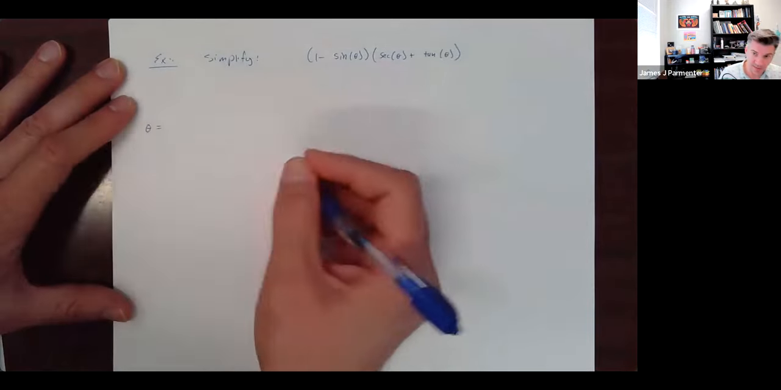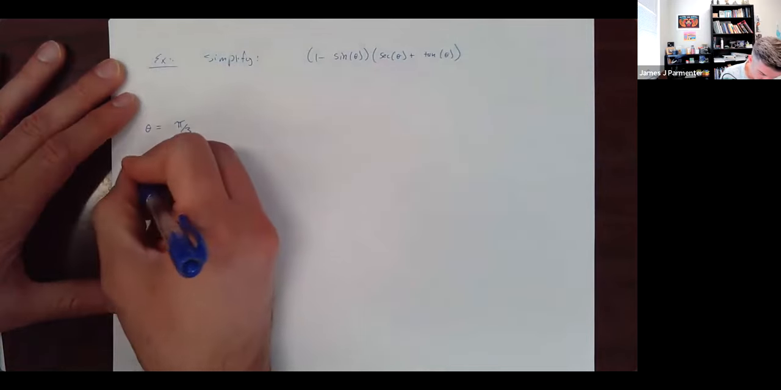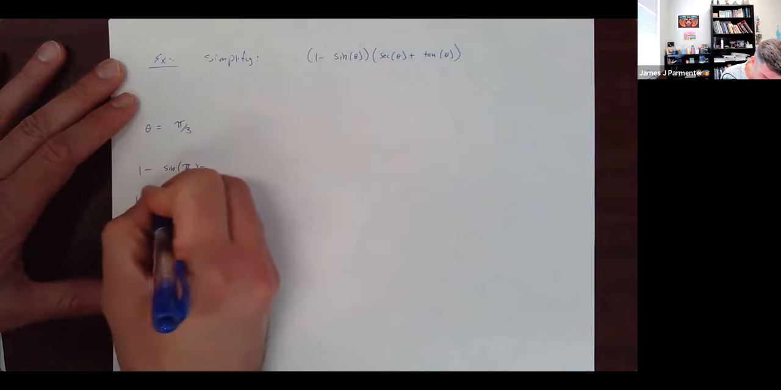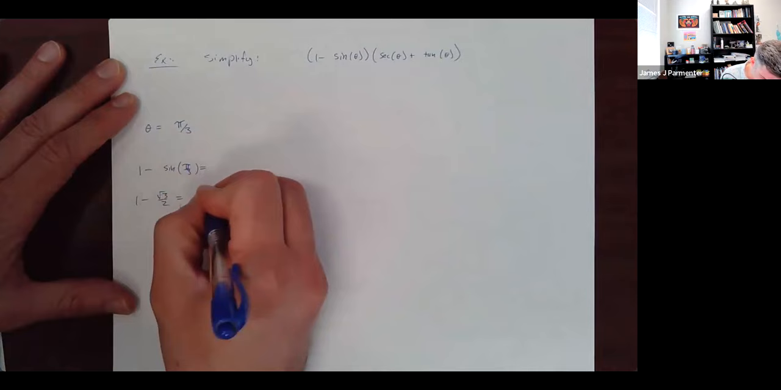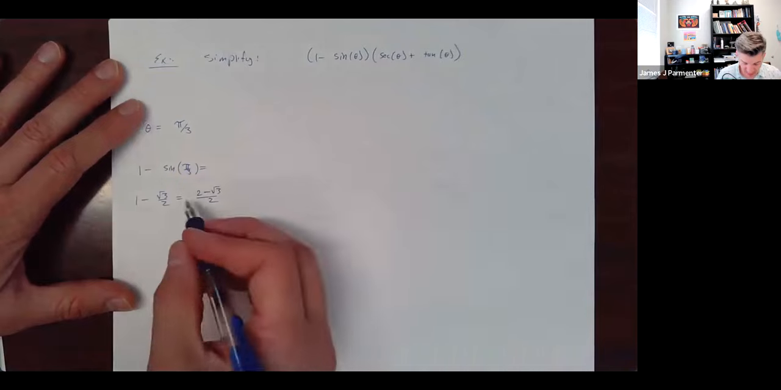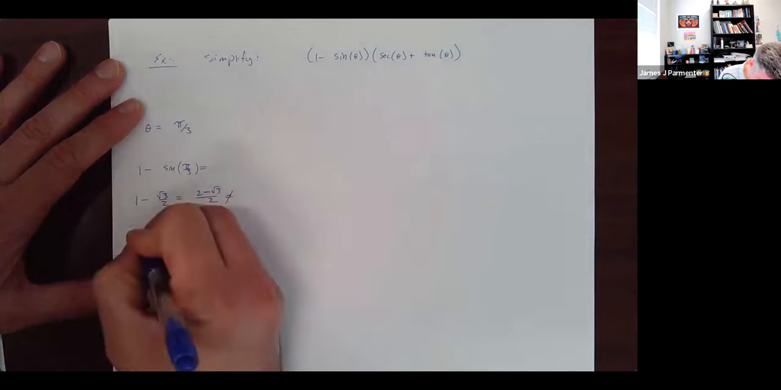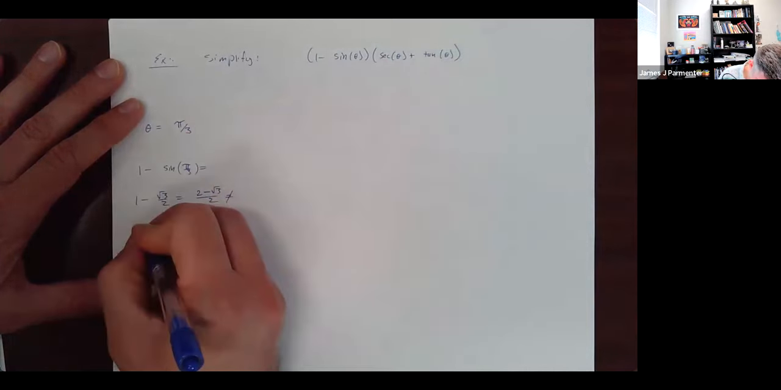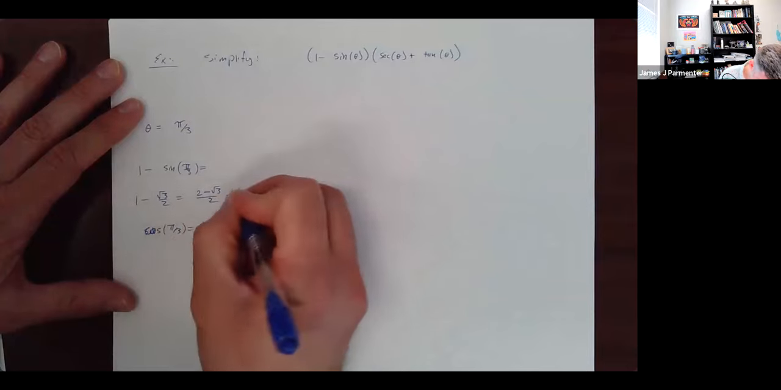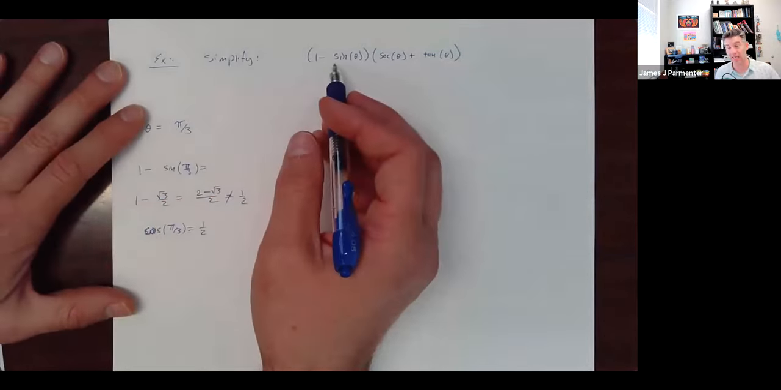If my theta were, say, pi over 3, 1 minus sine of pi over 3 is 1 minus the square root of 3 over 2, which is (2 minus root 3) over 2. But 2 minus root 3 is not equal to 1, right? In fact, it's negative. That definitely does not equal cosine of pi over 3, which is equal to 1/2. So 1 minus sine of pi over 3 does not equal cosine of pi over 3, and 1 minus sine of theta does not equal cosine theta.